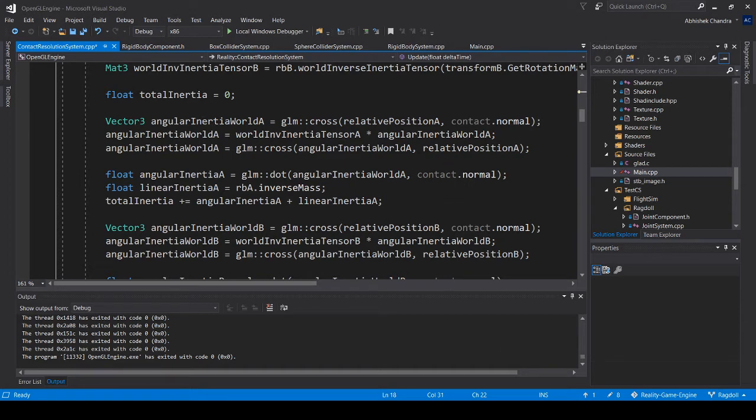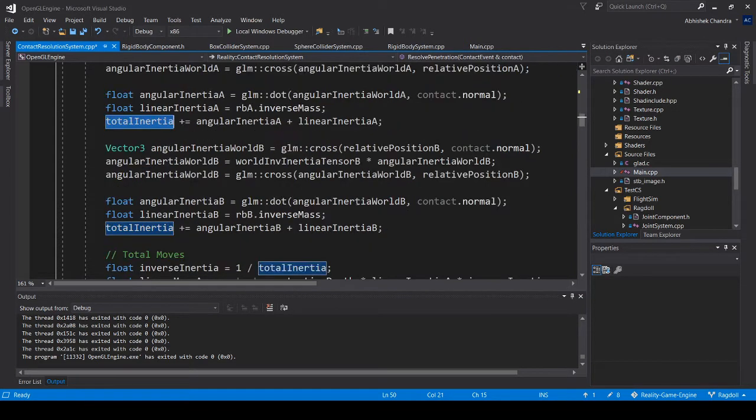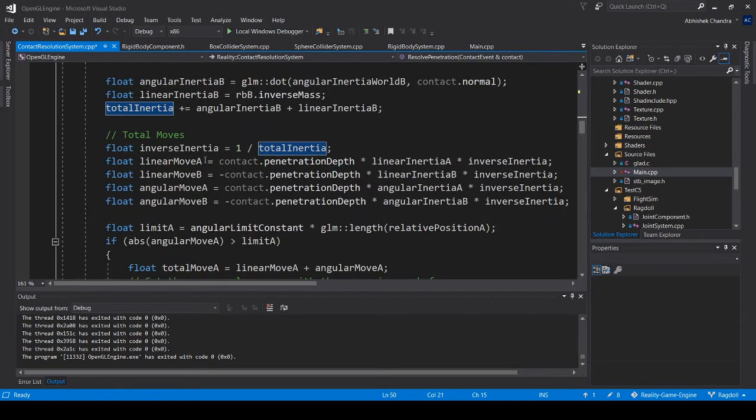Calculating that is just like what we did with velocity. Inertia is r cross f. Again, we are assuming unit inertia. Actually, we are calculating inertia assuming a unit force or a unit impulse, and then just going through the same calculations, and then finally putting all of that in a total inertia as angular inertia plus linear inertia. Same thing with object B, and this total inertia, we use this to calculate how much each object should be moved linearly and how much each object should be moved angularly.